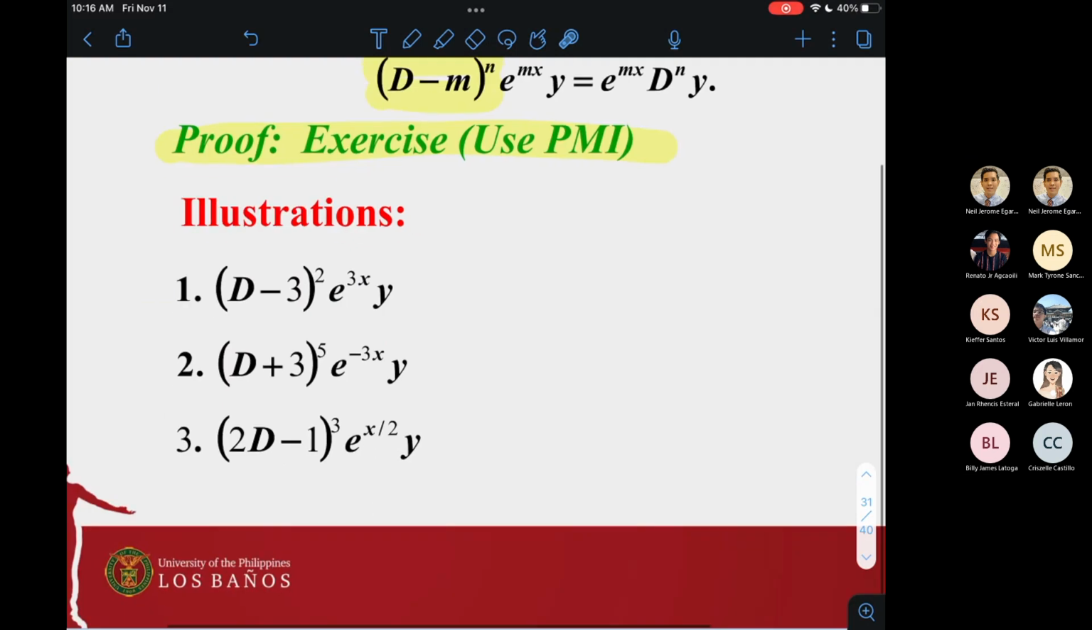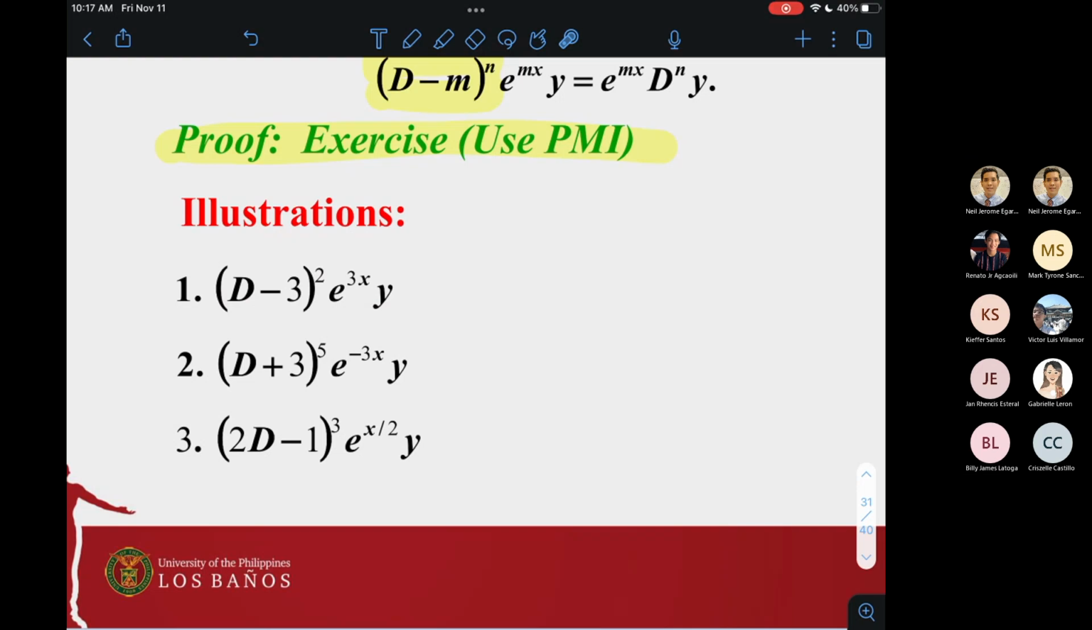For instance, let's look at the three examples we have here on the slide. So, una, kunin daw natin yung (D - 3)^2 applied to e^(3x)y. Again, if you want to do it by hand, i-apply mo muna yung D - 3 sa e^(3x)y. That will be tedious because you need to differentiate e^(3x) times y, both of them being functions of x, so magcha-chain rule ka pa.